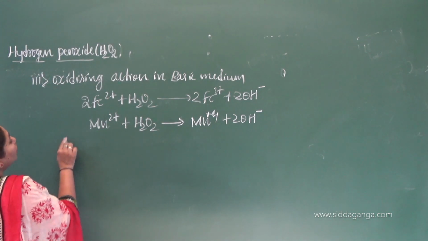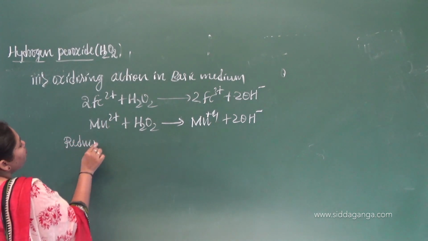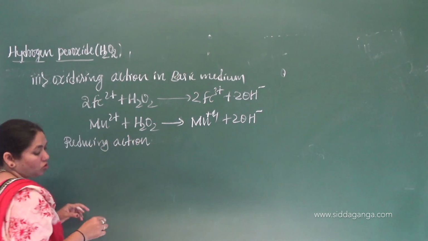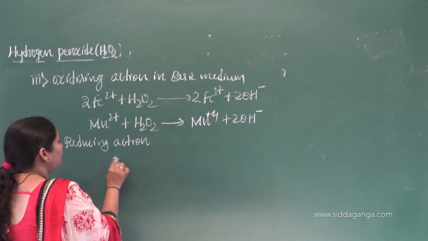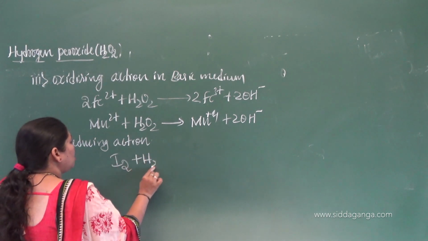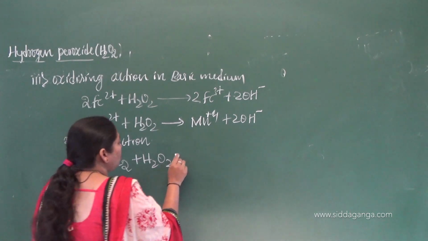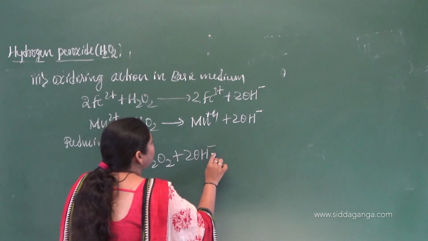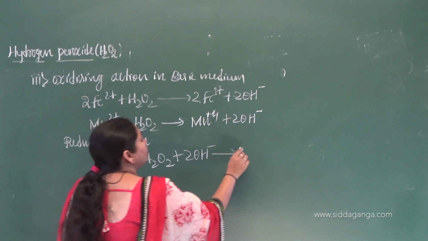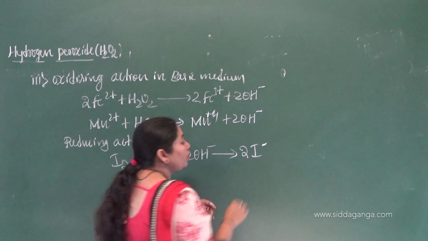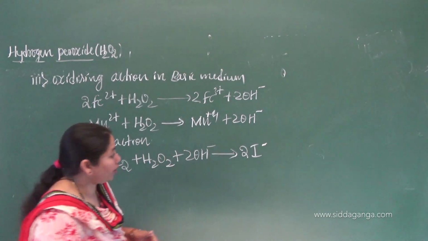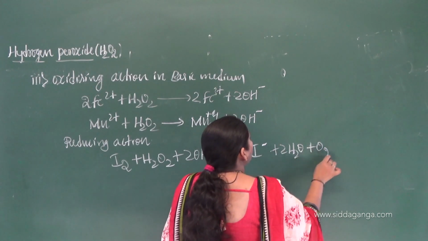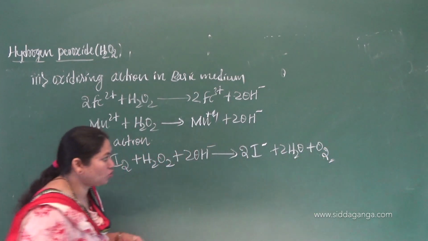Similarly, if you move on to the reducing action in the case of basic medium, a simple example we can take: iodine plus H2O2 plus, no need to mention, basic medium means OH minus. So iodine is converted into iodide. Then 2H2O plus O2. Hydrogen peroxide itself undergoes oxidation to form O2.